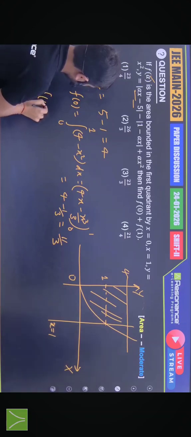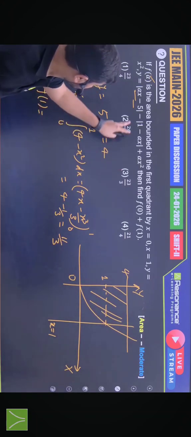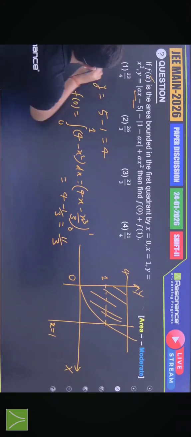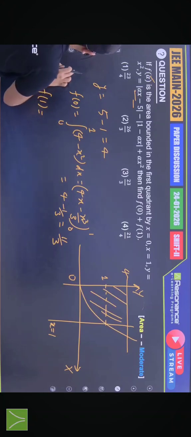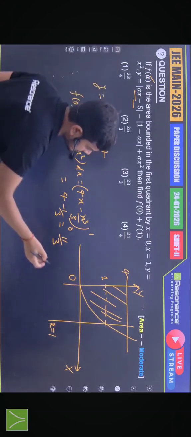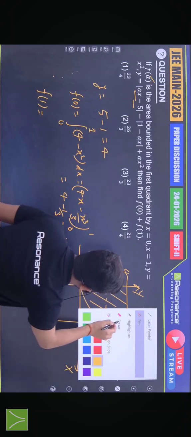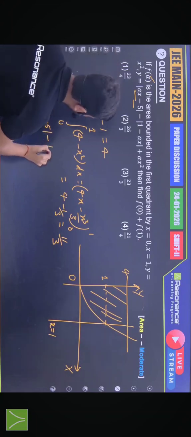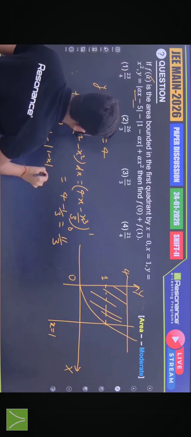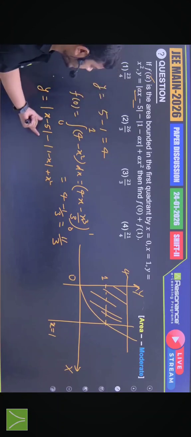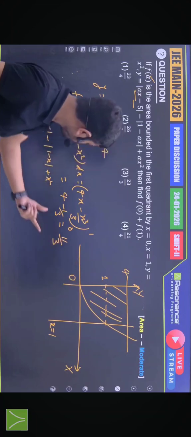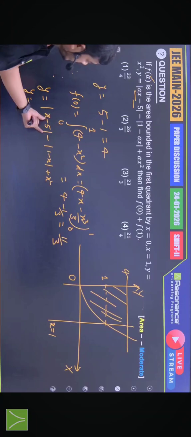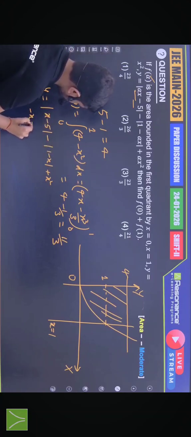Now you have to find f of 1. f of 1 is what? Put alpha is equal to 1, and you will get the value of y. Mod of x minus 5, plus 1 minus x plus x square. But we have to take all these values between 0 to 1, so for this reason, you can remove modulus. x minus 5 will become negative for that reason, so minus x plus 5.